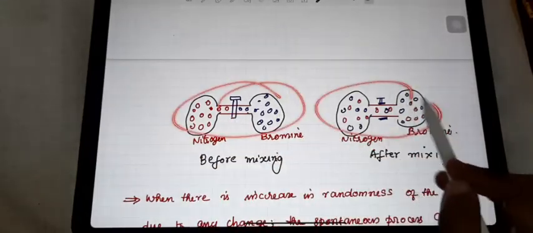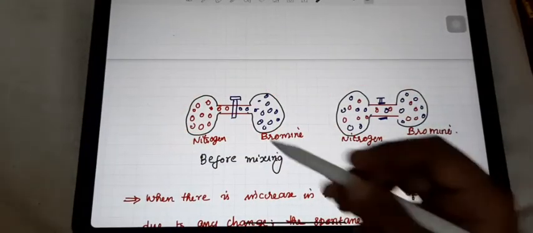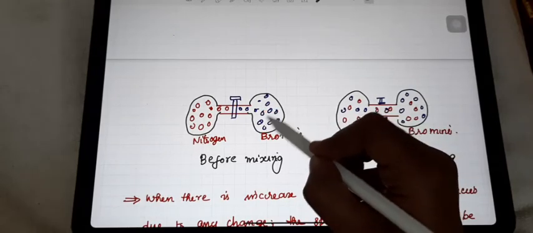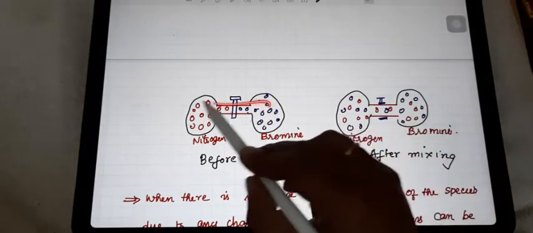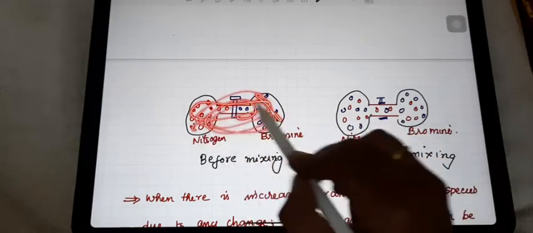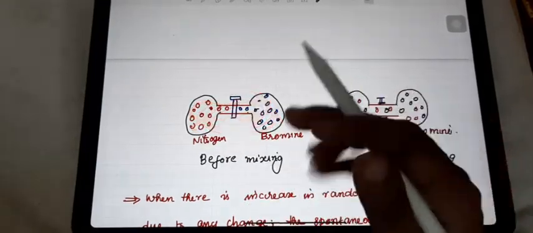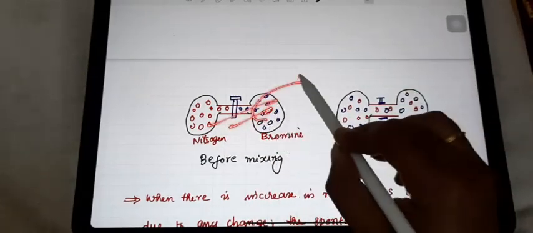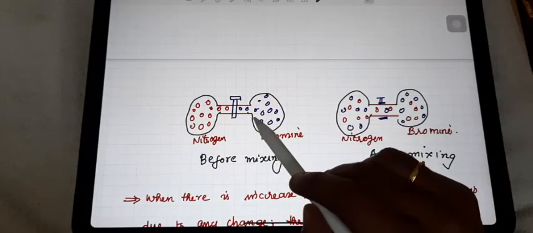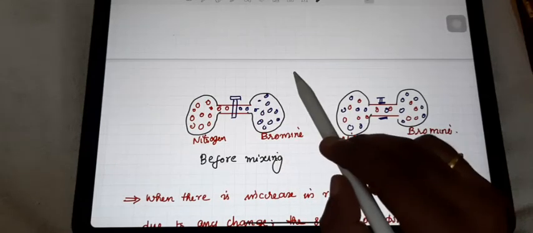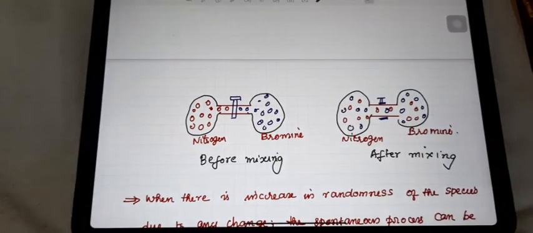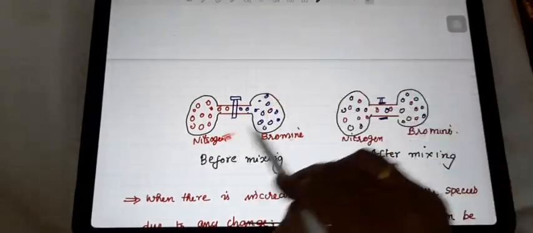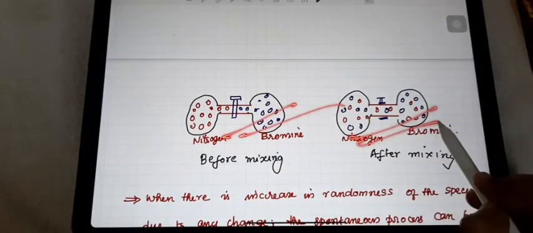This is an isolated system. Why is it said to be an isolated system? Here, there is no exchange of matter and energy with the surroundings. If you consider this as a system, everything, the exchanging and intermixing, is happening inside this system. There is no exchange of matter or energy with the surroundings. That's why it is considered an isolated system.